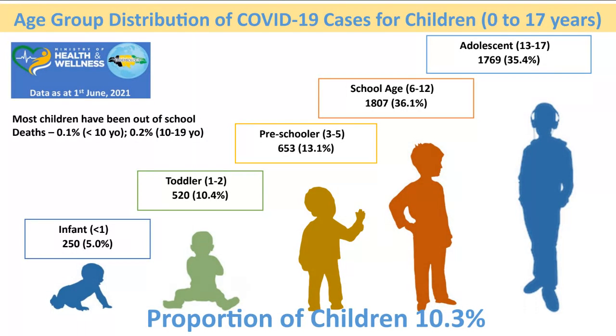Here we are with the age group distribution of COVID cases in children who are aged 0 to 17 years. In Jamaica, 10% of the cases are children. Of these, 5% are infants, 10% are toddlers, 13% are preschoolers, 36% are school aged, and 35% are adolescents. The death rate is 0.1% in those less than 10 years of age and 0.2% in those aged 10 to 19 years.